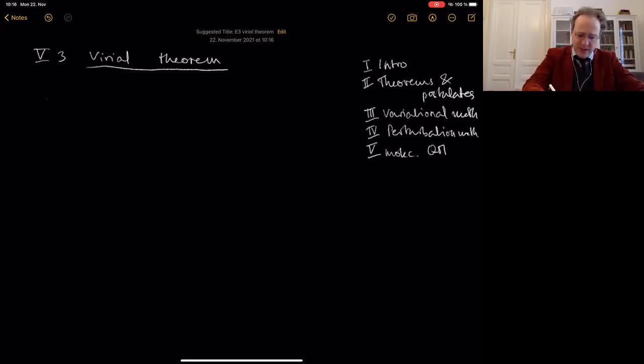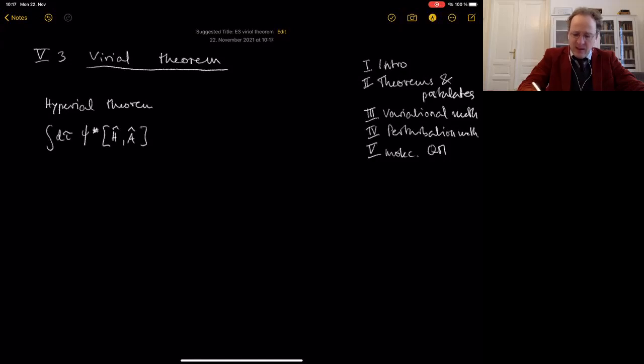First of all, there was the Hypervirial Theorem, which states that the expectation value of your commutator of your Hamiltonian and some linear time-independent operator A, this expectation value must be 0.